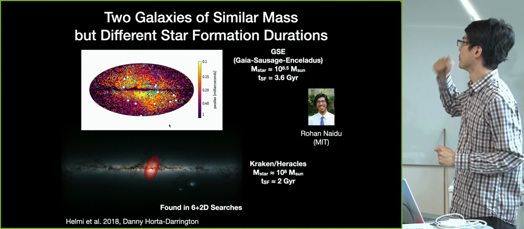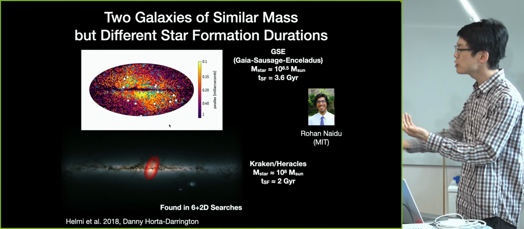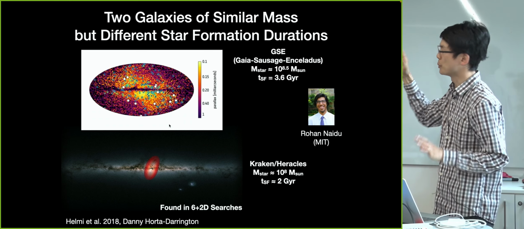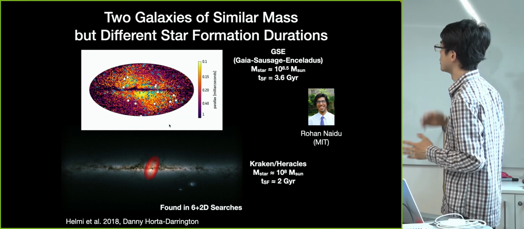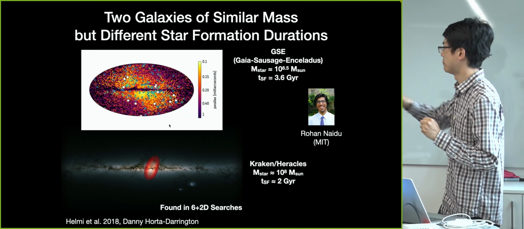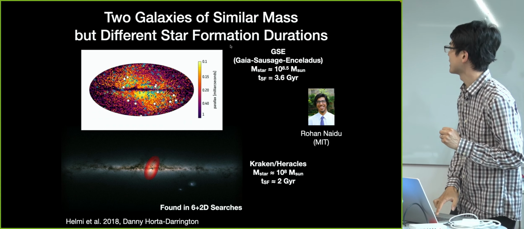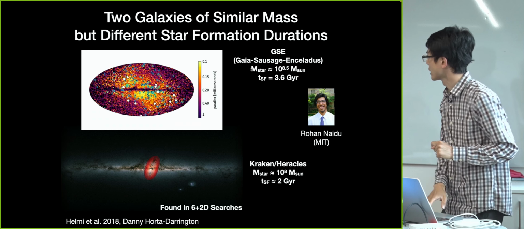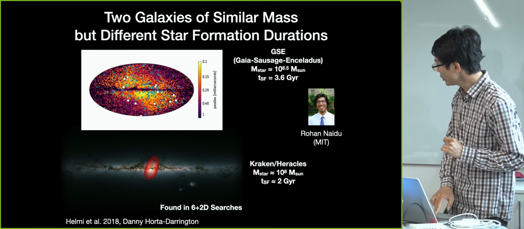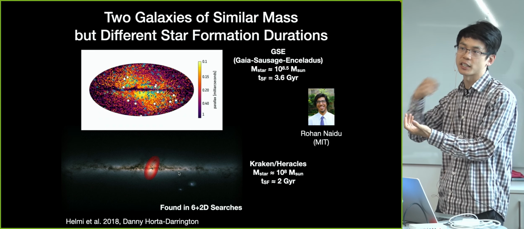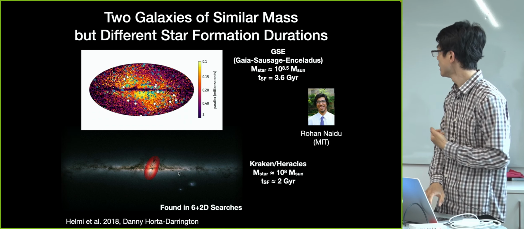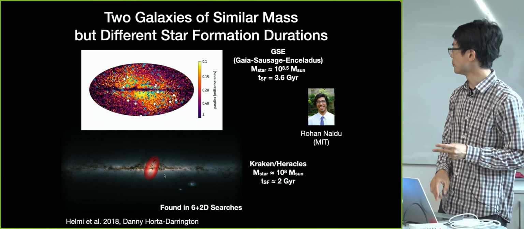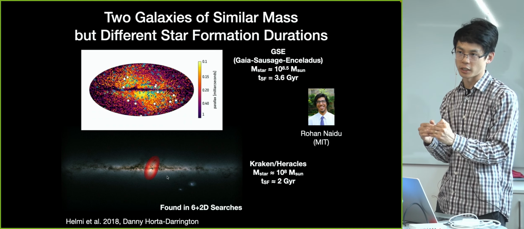But this was basically, we think, the most recent massive merger into our Milky Way. It happened about 3.6 gigayears after the Big Bang, which you can tell by counting main sequence turnoff stars. It has a stellar mass of around 10^8.5 to 10^9, depending on who you ask. There's also another merger of similar mass that accreted even earlier into our galaxy. It's called either Kraken or Heracles or something like that. It has a similar stellar mass, but it only formed its stars for 2 gigayears.